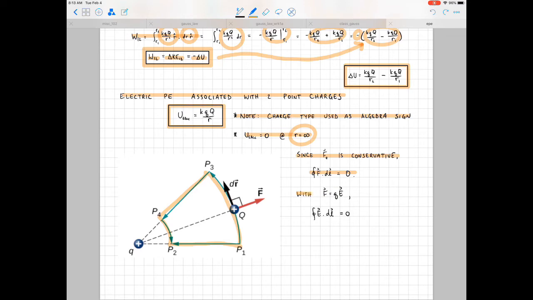Since our electric force is related to the electric field, that also means that if you go around a closed path with E dot dl, then that is also 0.